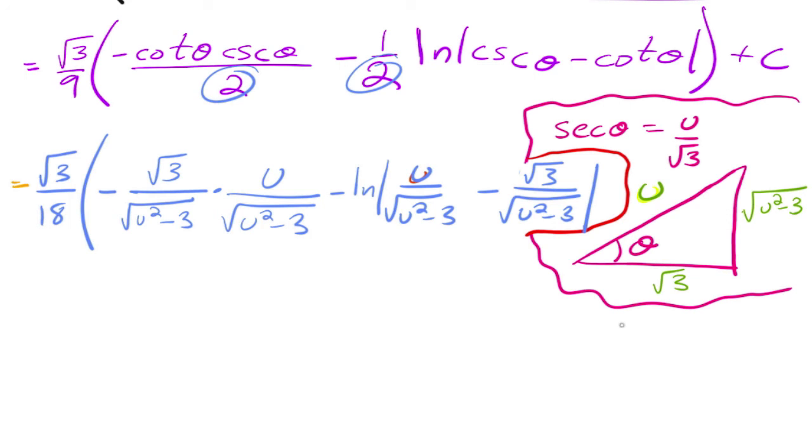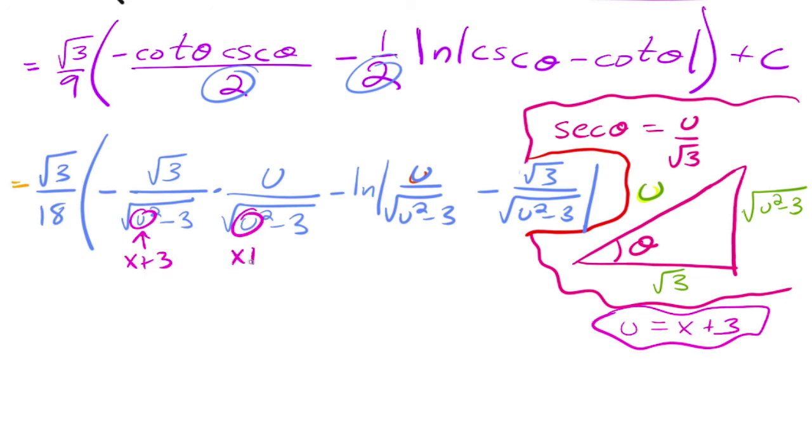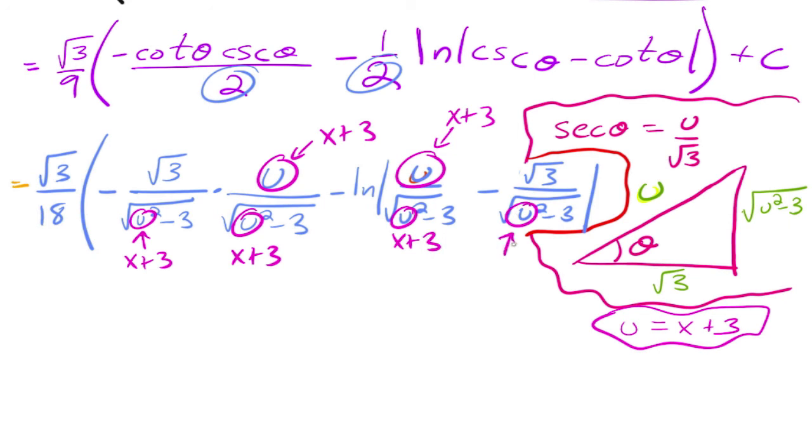And then also remember that u is equal to x plus 3. So each one of these would be x plus 3. I'll let you write it all over again, replacing those with x plus 3. And then don't forget plus some constant C. And that's it.